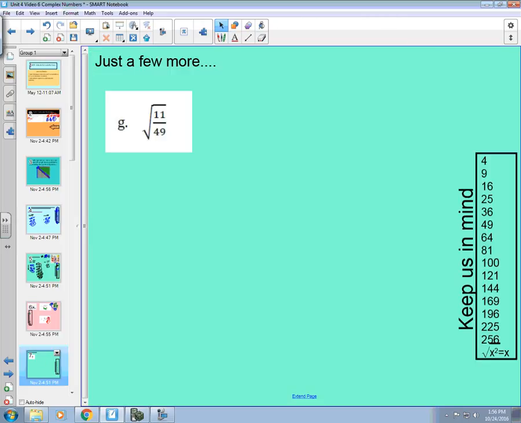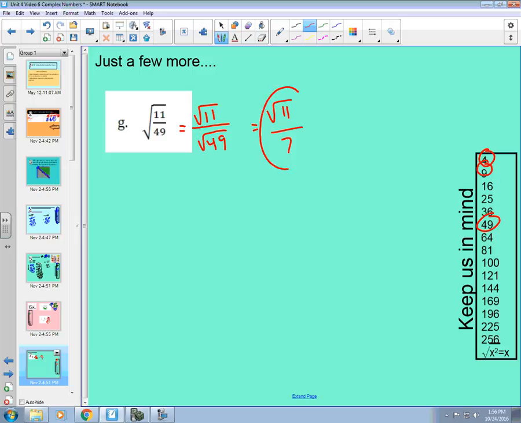Let's look at a few more fraction ones. So this is another fraction one. Okay, 11 does not go into 49, so we want to go back to our property. Our property says we can write that as square root of the top number over square root of the bottom number. Square root of 11, 11's not on our list, and the two numbers on our list less than 11 don't go into 11, so we can't do anything with the top. 49 though is on our list. Square root of 49 is 7. 7 times 7 is 49. There would be the simplified answer for G.